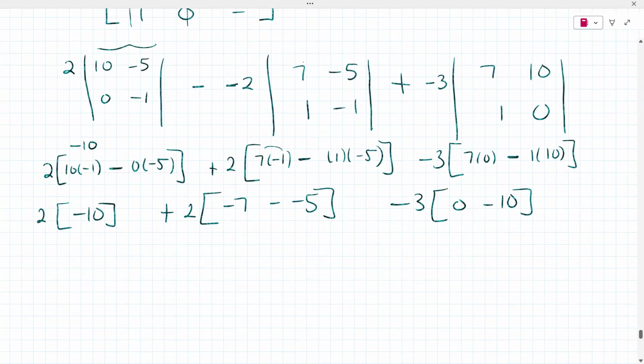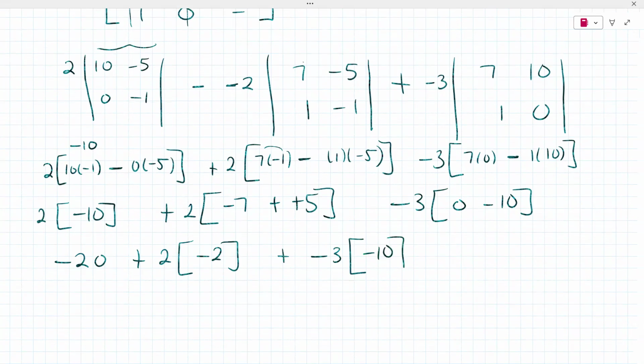Clean this up. 2 times -10 is -20. Over here, 2 negatives becomes a positive, so -7 plus 5 is -2. And then this is plus -3. And then 0 minus 10 is -10. Clean this up. So this is -20 plus 2 times -2 is -4. -3 times -10 is positive 30. And when you put it all together, you get 6.